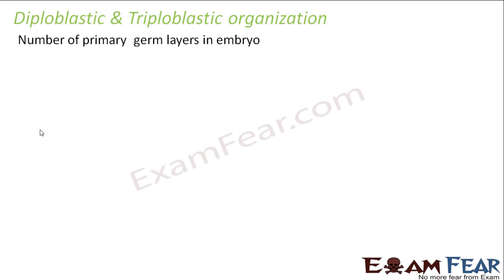Let us first try to understand the origin of the terms diploblastic and triploblastic. Wherever you have this word di, that means two. Blastic is a term which is derived from blastula. Similarly, triplo would mean three, and blastic is derived from blastula. Now the question is, what is blastula?